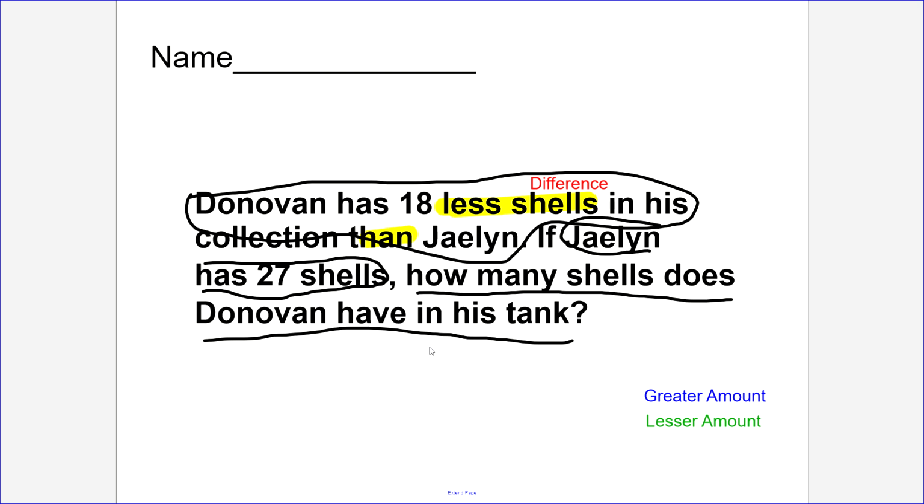Now, this piece of information, that Donovan has 18 less shells than Jalen, is also the piece of information that's going to help me figure out which of these other pieces of information is my greater amount and which is the lesser amount. I know that Jalen has 27 shells. I do not know how many shells Donovan has. That's what the question's asking me to find. So I need to figure out, does Jalen have the larger amount of shells or does Donovan?